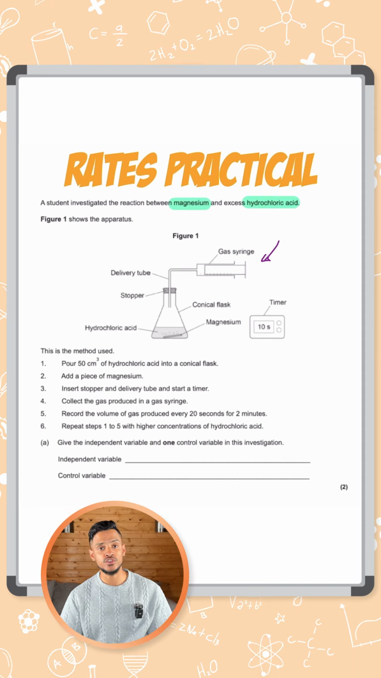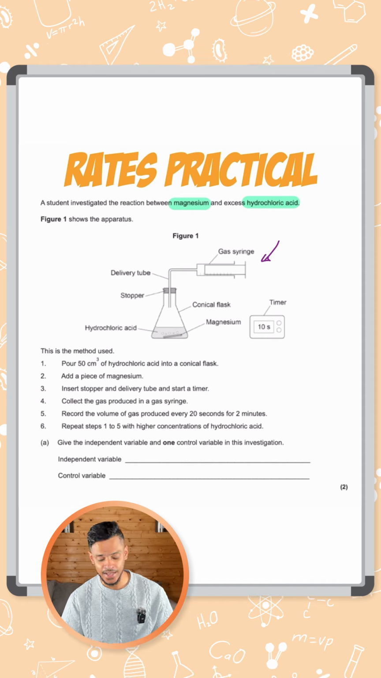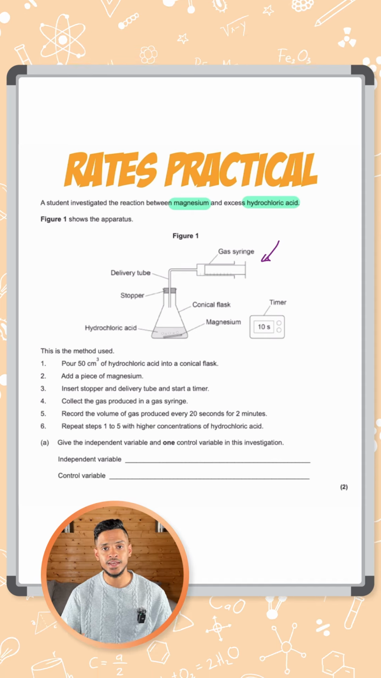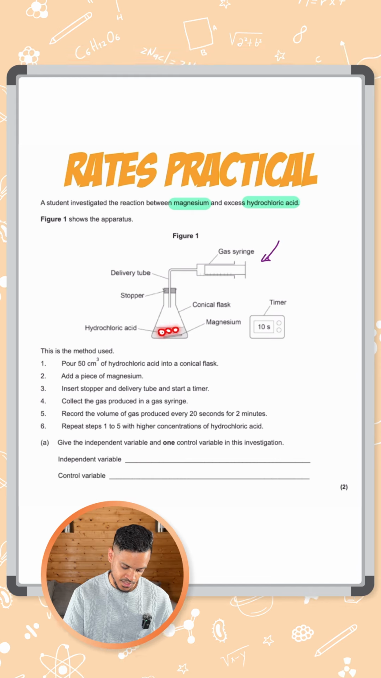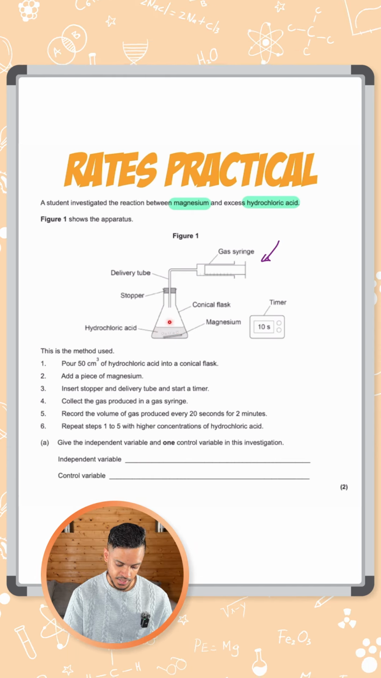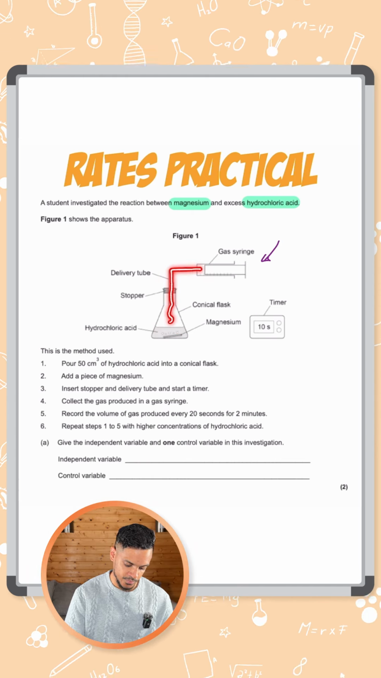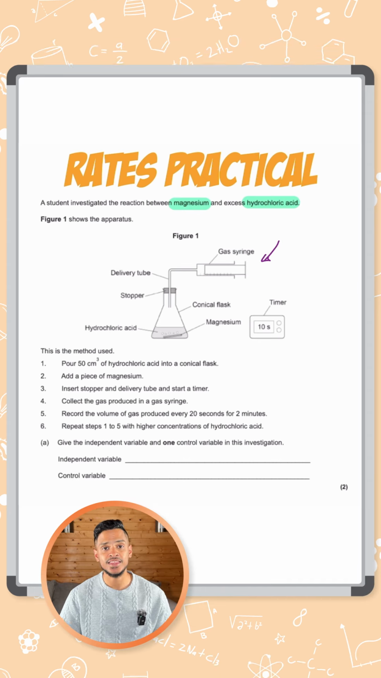When you react those two, you get a salt and hydrogen gas. So that's magnesium chloride and hydrogen. Because hydrogen is a gas, you're going to see bubbles of hydrogen being formed here. That gas is going to travel up this tube and get collected in the gas syringe.